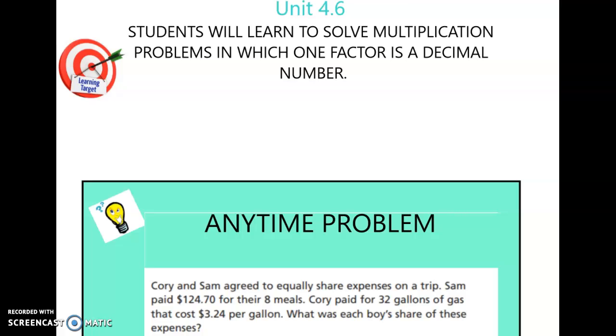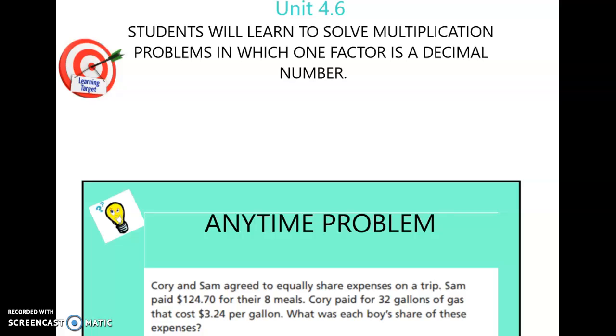Welcome back to math. It's Mrs. Crosland again. Today we're going to do Unit 4, Lesson 6, and our target for today is students will learn to solve multiplication problems in which one factor is a decimal number.